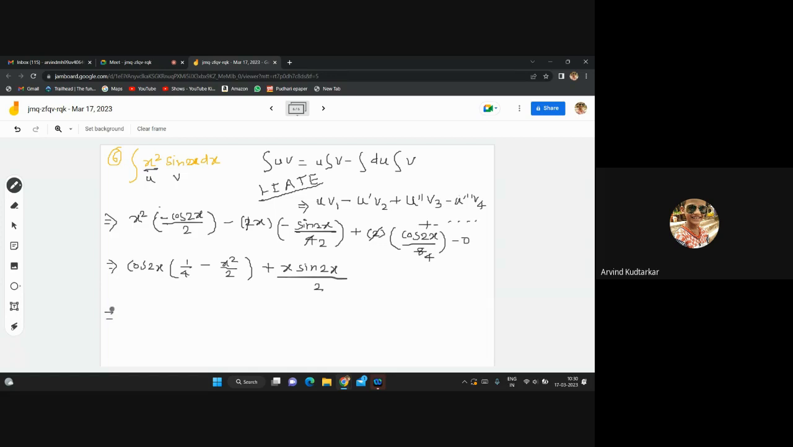So will you simplify it next? 1 by 2 is common to all, take it outside. There remains cos of 2x times 1 by 2 minus x square plus x into sine 2x. So this is the correct solution for the integral: 1 by 2 into cos of 2x into 1 by 2 minus x square plus x into sine 2x.